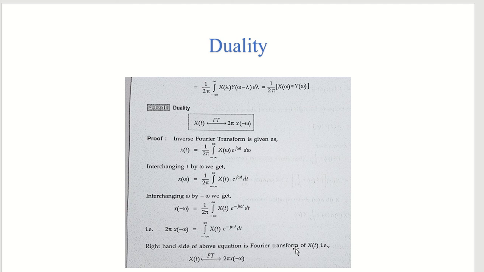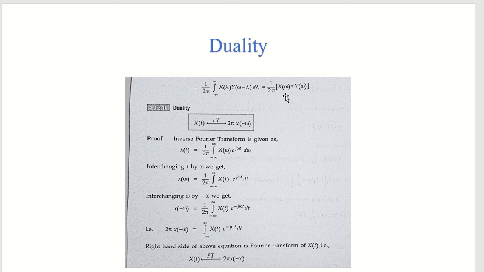and you can represent it because look at this. What is this? This is nothing but the formula of convolution for X of lambda with Y of omega minus lambda. So you can write it as 1 by 2 pi X of omega in convolution with Y of omega, right?